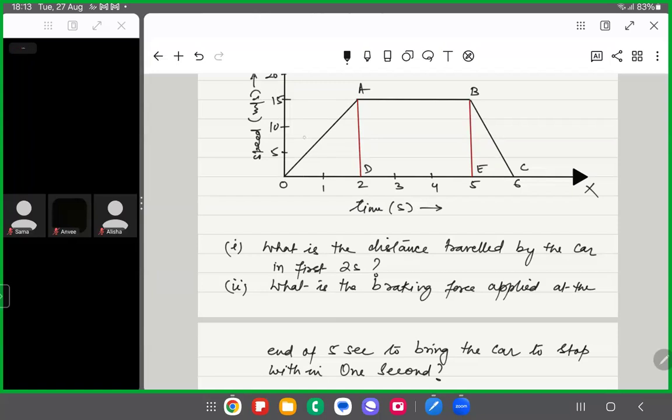From 0 to 2 seconds, you can see this is the graph. Can you see this line? Alicia, Sama. So if we find the area of this triangle, you can see there is a triangle AOD. If we take a perpendicular line from A to the x-axis, that is the time axis, you can see there is a triangle. So in this triangle AOD, if we find the area, what we will get? We will find the distance. So area of speed time graph gives you distance. Are you getting that?